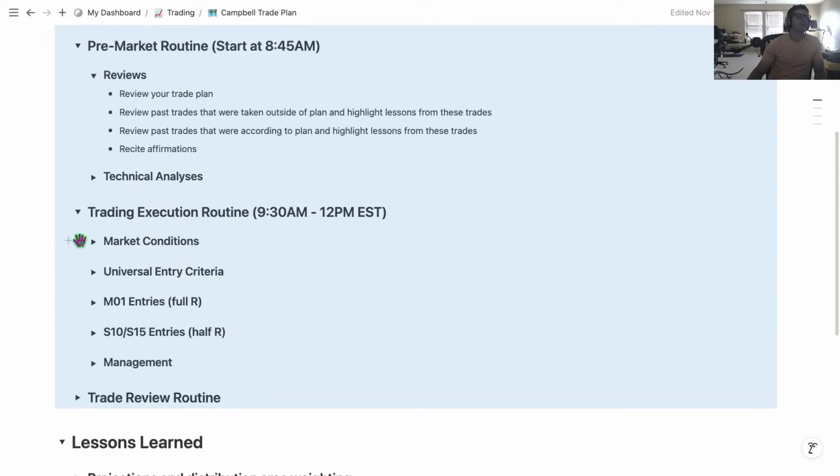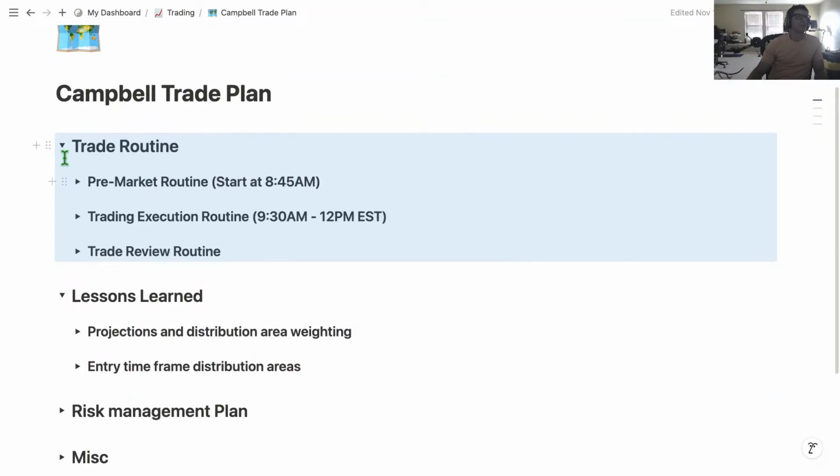So today, I am back on sort of my full set of accounts. So I have 6 evaluations, 3 150s and 3 250s. And I have 4 50Ks and 1 150K PA. So I'm trading all of that.